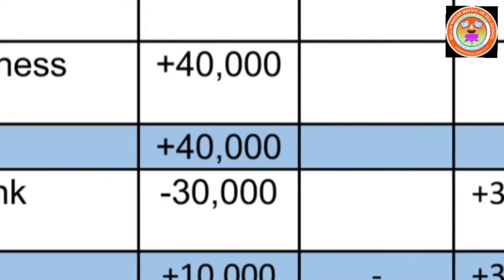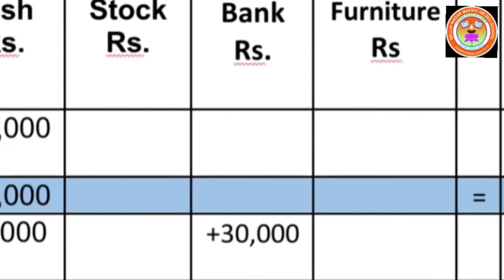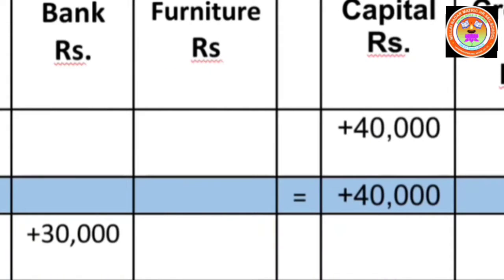Proprietor brings money in the name of capital. When you pass journal entries, what will be your journal entry for the same transaction? Cash account debit to capital account. To Raj capital account. So here under the capital column you should write plus 40,000 because capital also increases.